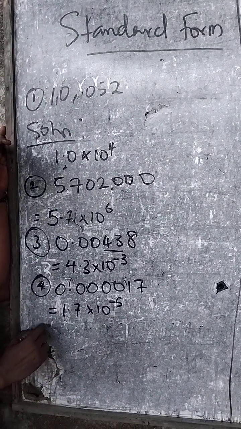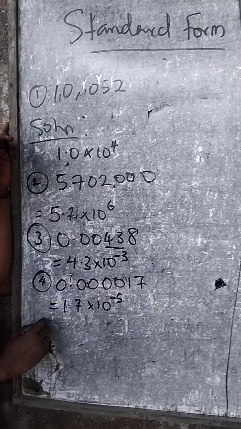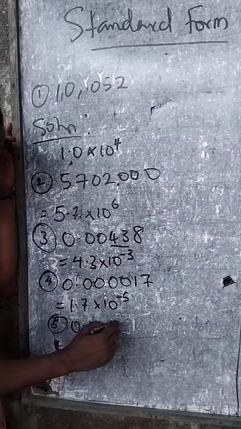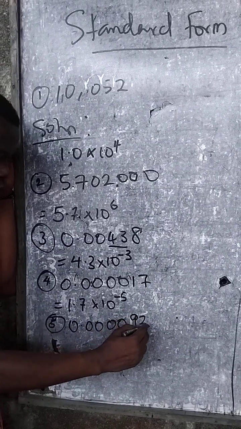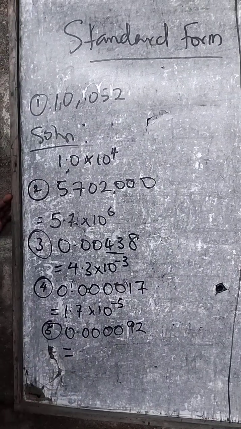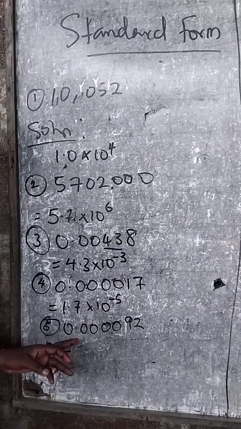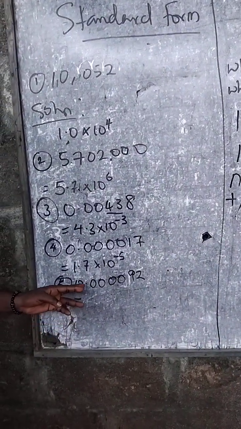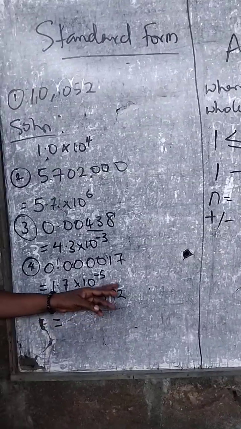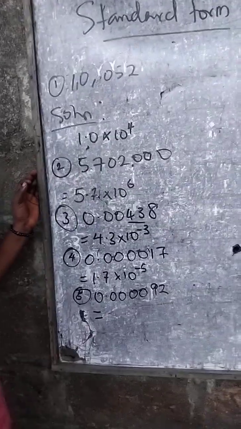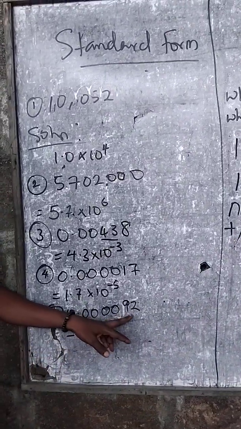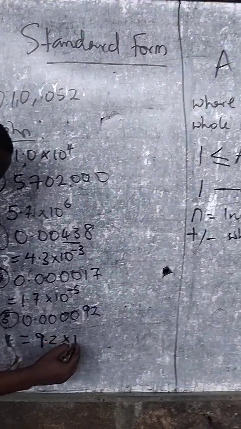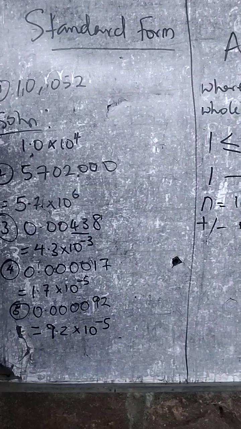Then last but not the least, number 5: 0.000092. Let somebody tell me how many times you are going to move the decimal point. Just move it on your own and tell me when you get it. 5. I said I don't want chorus answers. 5 times. Then what will this one become now? 9.2, thank you, times 10 raised to power minus 5.